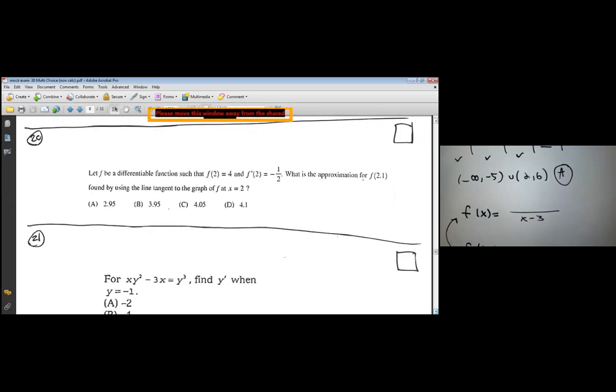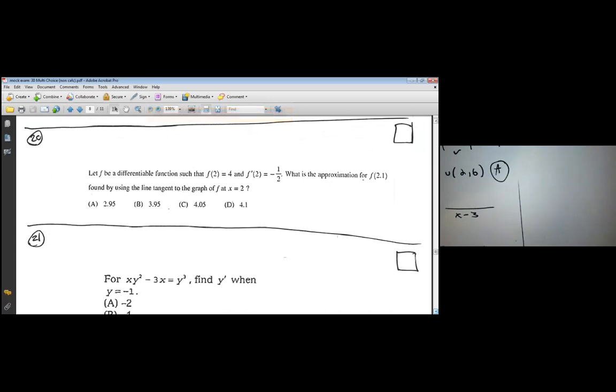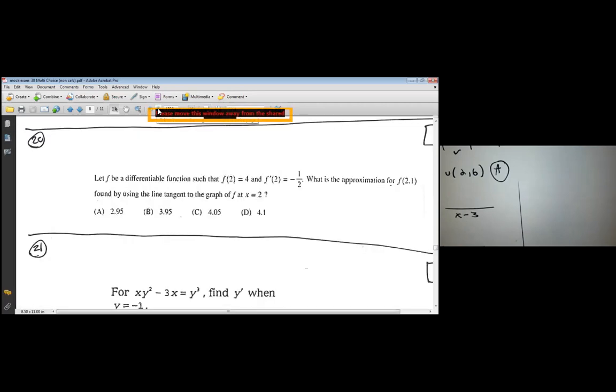All right, what do we got for 20? Let f be a differentiable function such that f of 2 is 4, f prime of 2 is -0.5. What's the approximation for f of 2.1 found by using the line tangent to the graph at, is that f of 2.1 or f prime of 2.1? What are they asking us there? It's blurry for me. I believe it's f of 2.1. Okay, so I mean, f of 2.1 and f prime of 2.1.